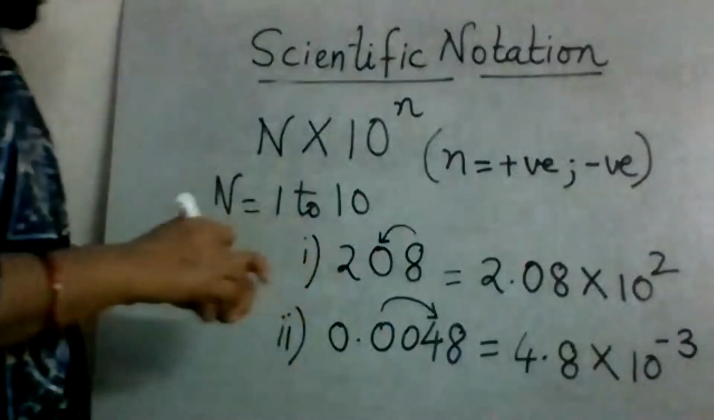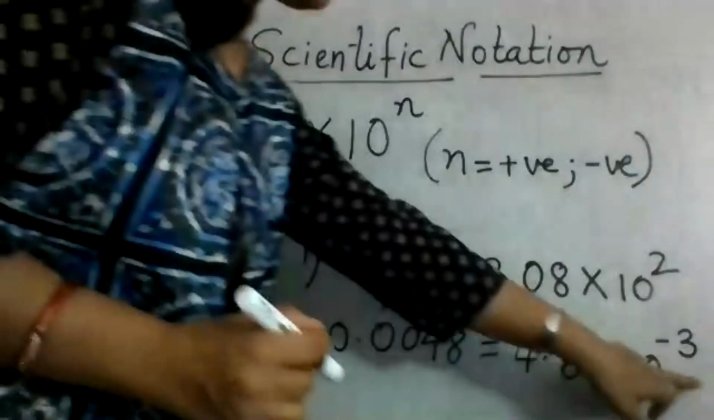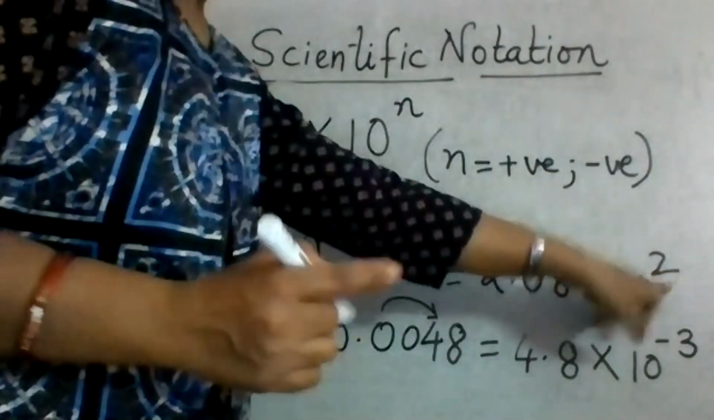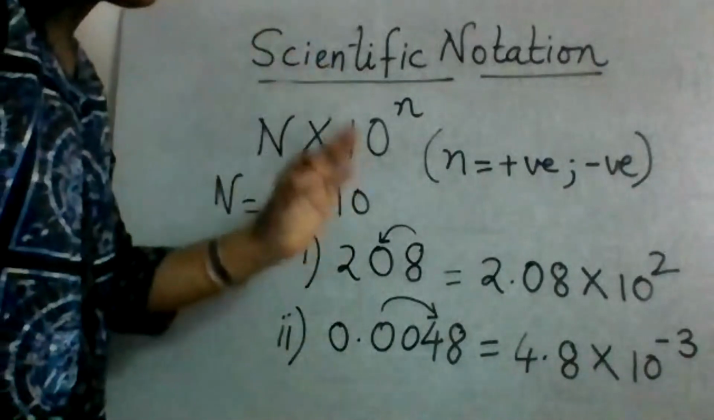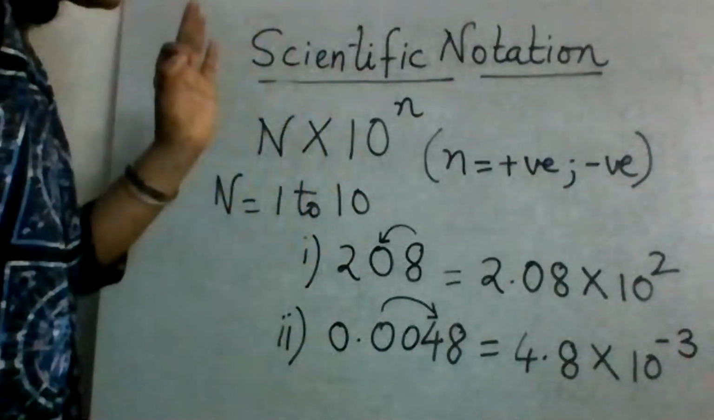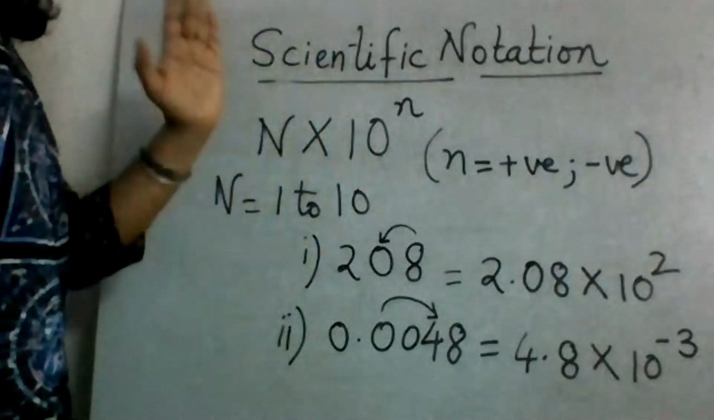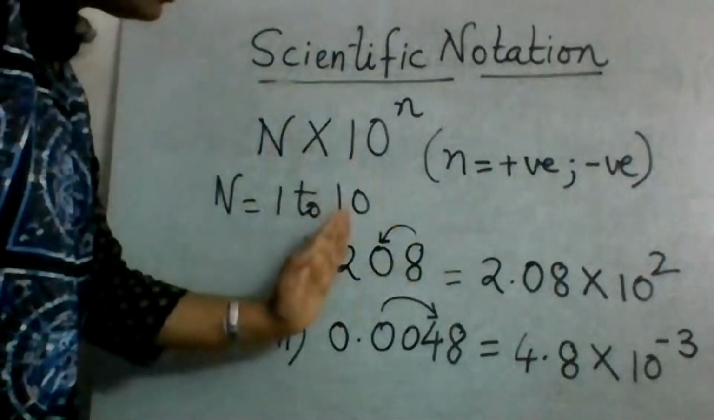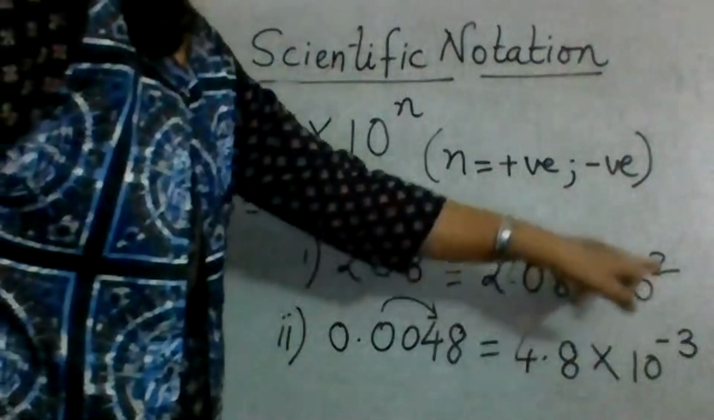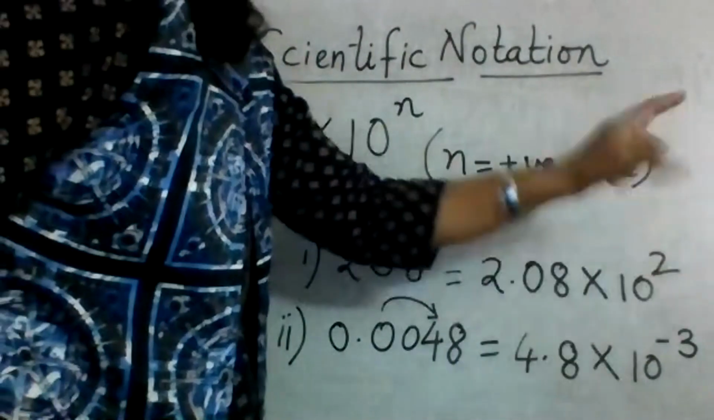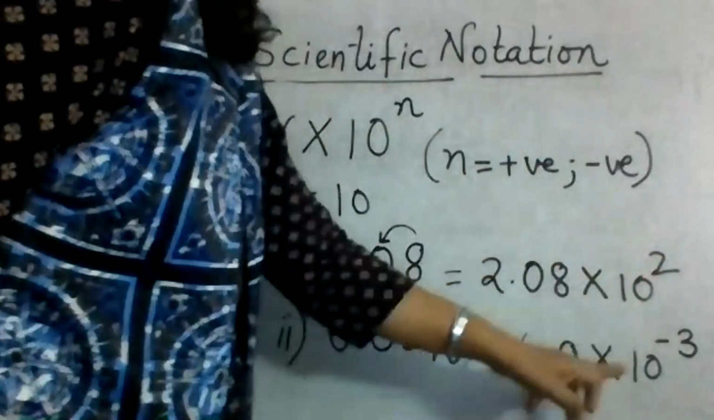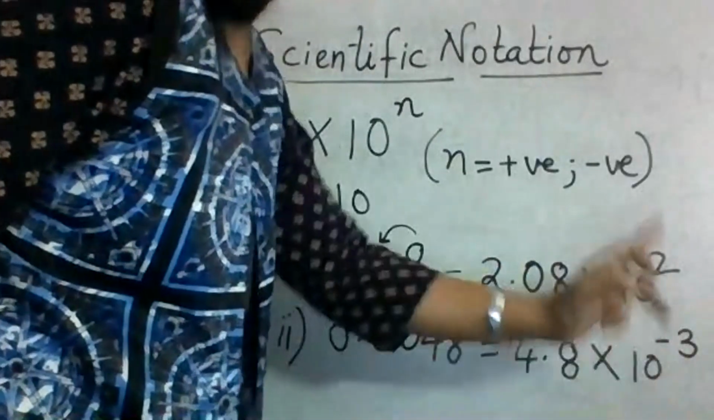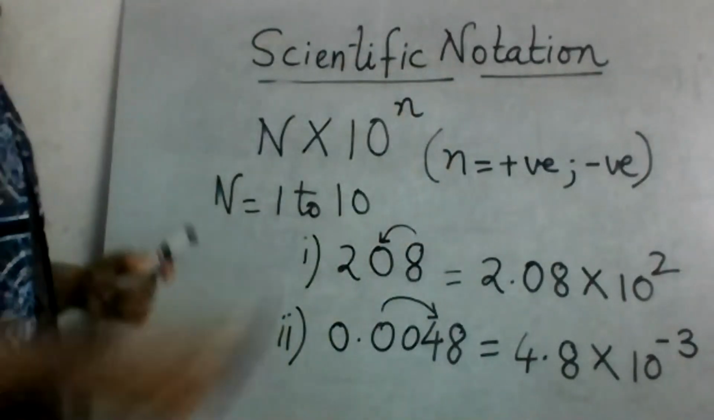So if I am moving towards right, the integer value will be negative, and if I move towards left, the integer value will be positive. That is the main part which you need to remember, and you need to express the numbers that are given to you in scientific notation. So if you move towards left, the small n part of 10 raised to n will always be positive, and if you are moving towards right, the 10 raised to n part will always be negative. Now I give you one more example here.